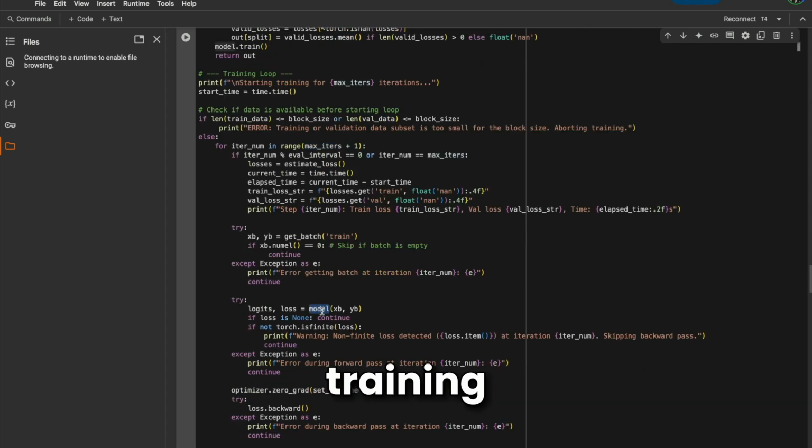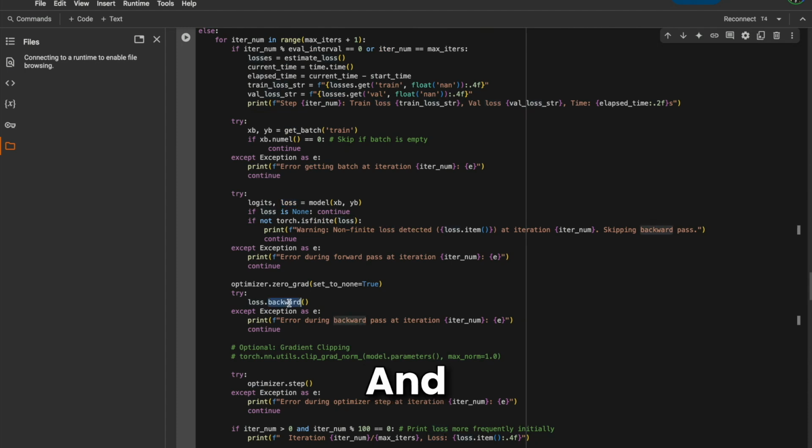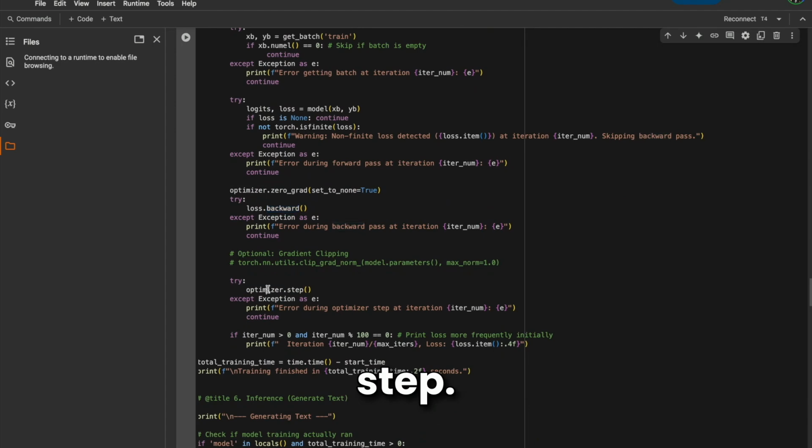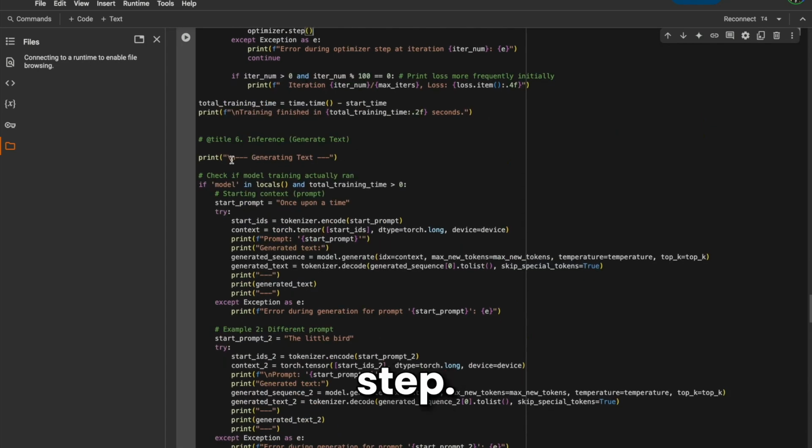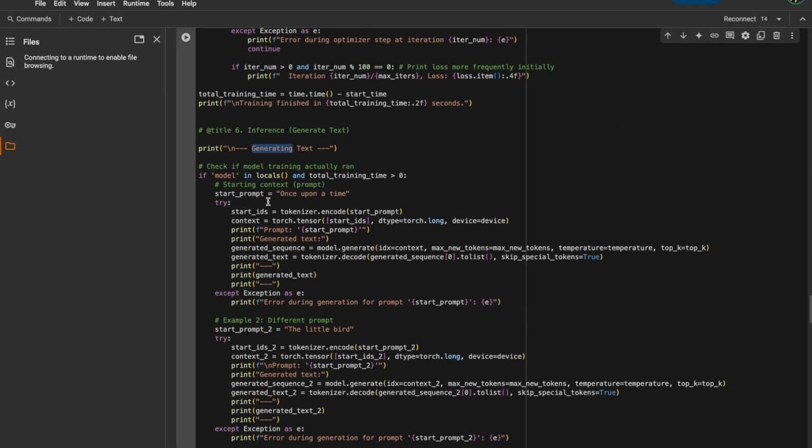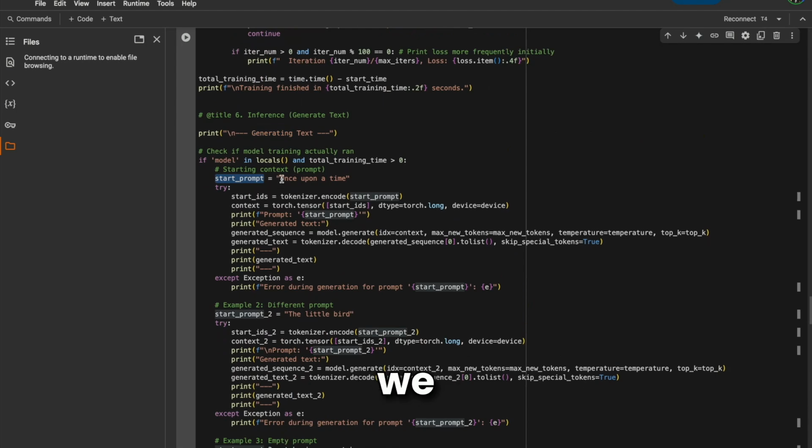And then for every training step, we apply this model. We get our logits as output, and we also get loss. And then we do loss.backward for the backpropagation step. And we also do optimizer.step for every step. And then finally, we have our inference code as well. In this case, we have a starting prompt called "once upon a time."